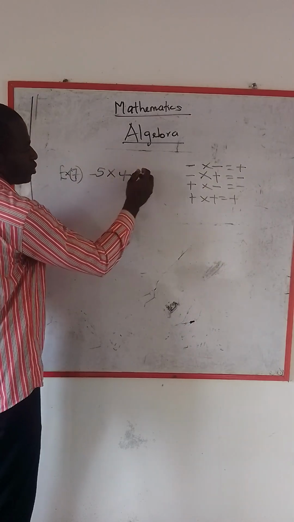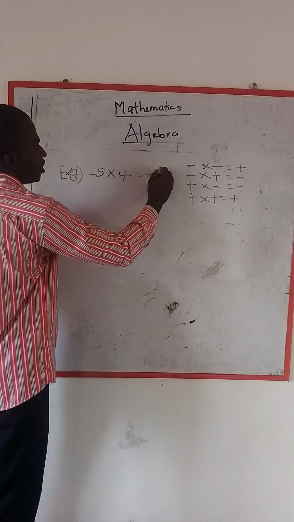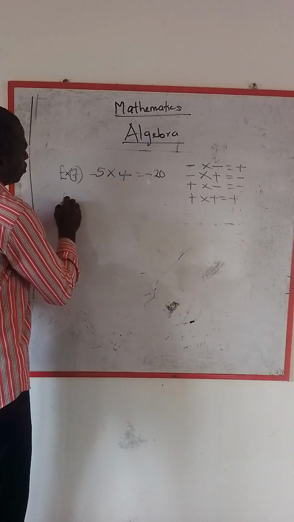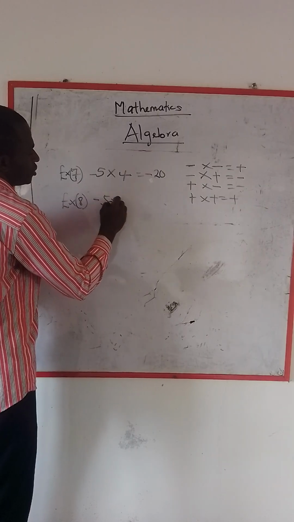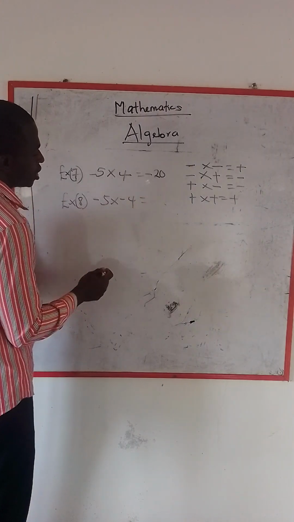Minus times plus will give me what? Minus, from what you are seeing there on the board. Then 5 times 4 is 20. Okay, example 8. Let me just talk about this. Minus 5 times minus 4. I think this is self-explanatory from here now.